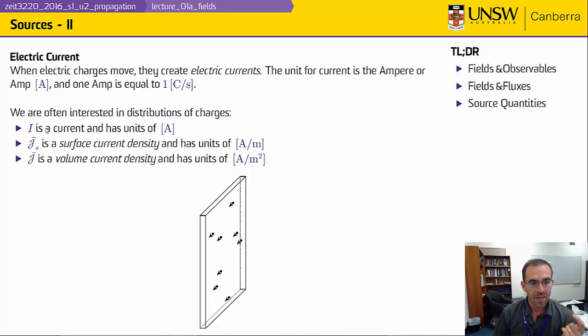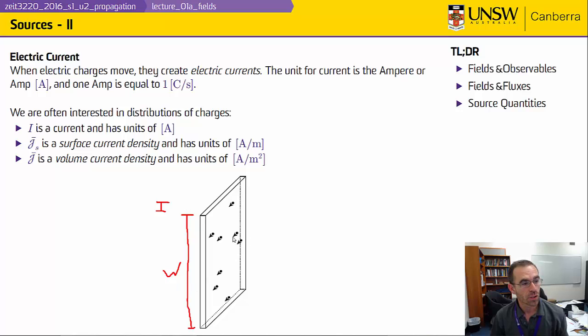And so in that case, I'm going to have a total current I. But that total current I is going to be flowing over, in this case, say a width W, as the current is flowing out of the page. And so that's going to give me a surface current density, which has units of amps per meter. So if I have 1 amp per meter flowing on a surface that's 1 meter wide, I'm going to get a total of 1 amp flowing in this direction.